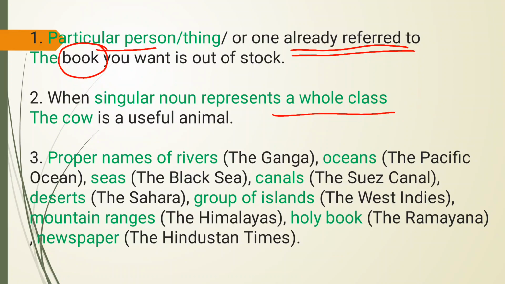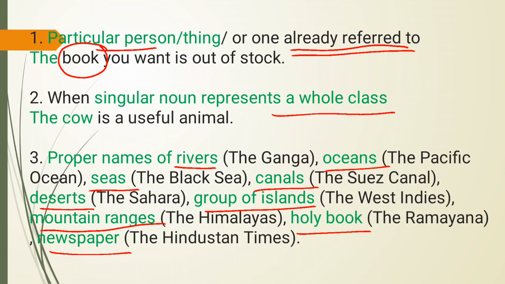Proper names of rivers. Yes, the definite article the is used with proper names of rivers, oceans, seas, canals, deserts, group of islands, mountain ranges, holy books, and newspapers. As you can see in these examples, the Ganga, the Pacific Ocean, the Black Sea, the Suez Canal, the Sahara Desert, the West Indies, the Himalayas, the Ramayana, the Hindustan Times.